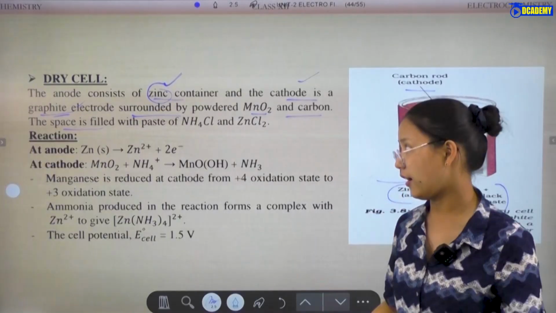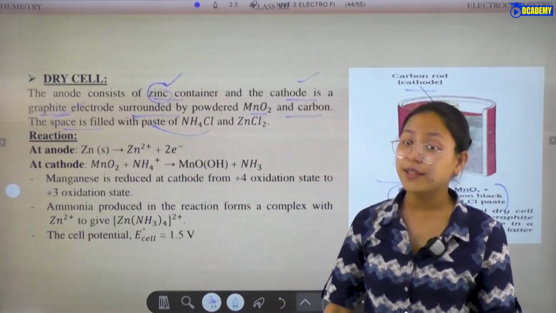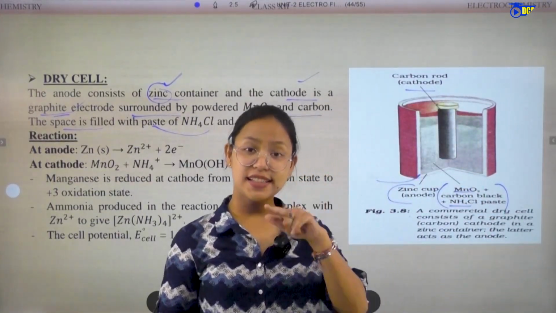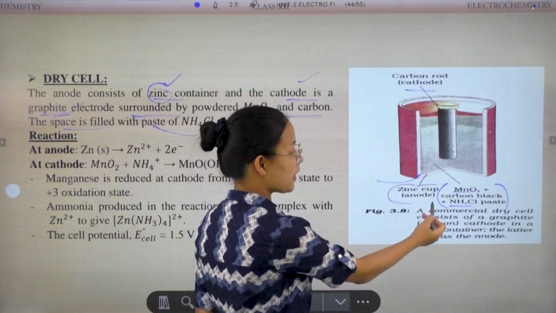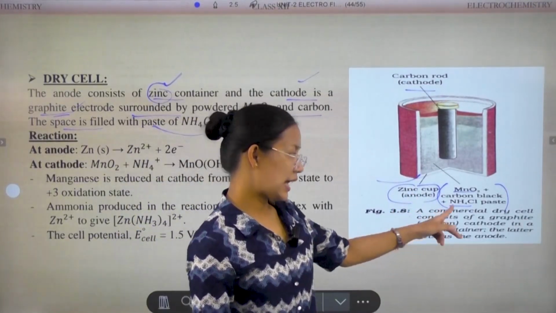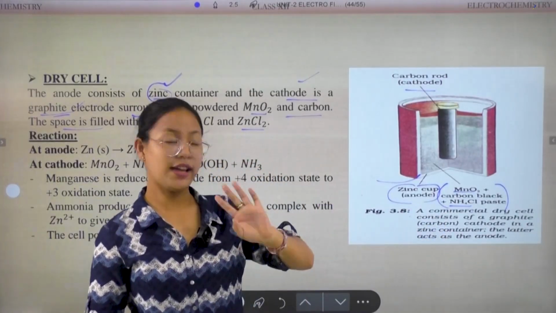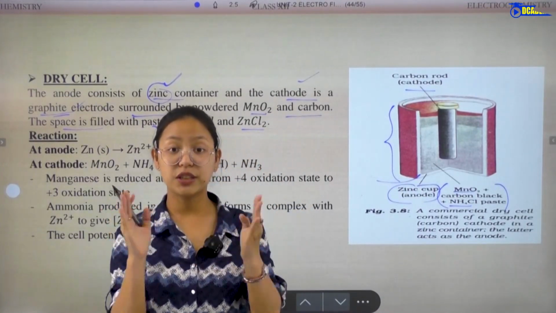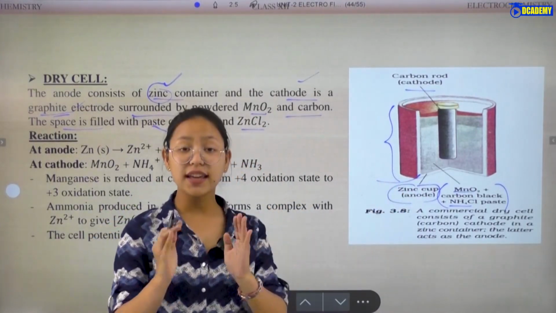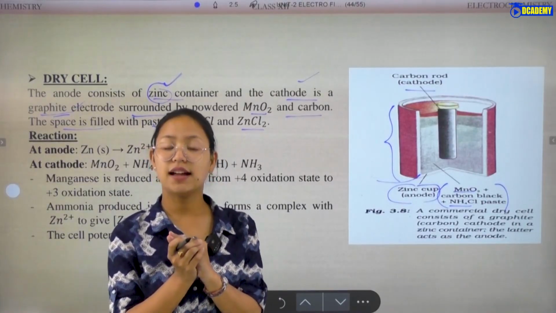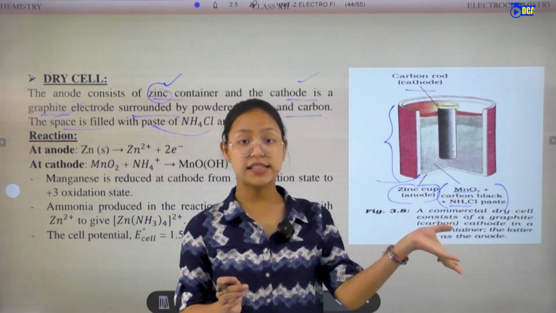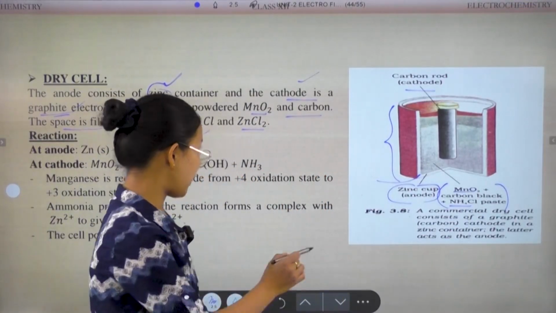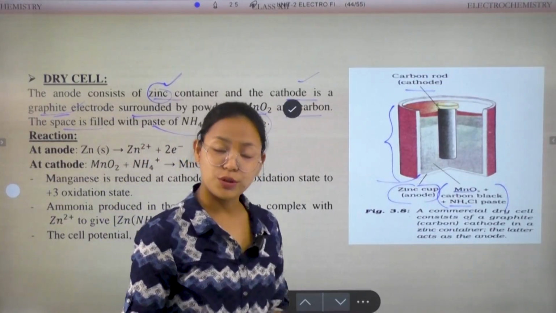So here manganese oxide and carbon are present, and then the space is filled with a paste of ammonium chloride and, in addition, zinc chloride. The zinc cup is the anode. The ammonium chloride reacts with the zinc plate or zinc cup, and zinc chloride is formed.